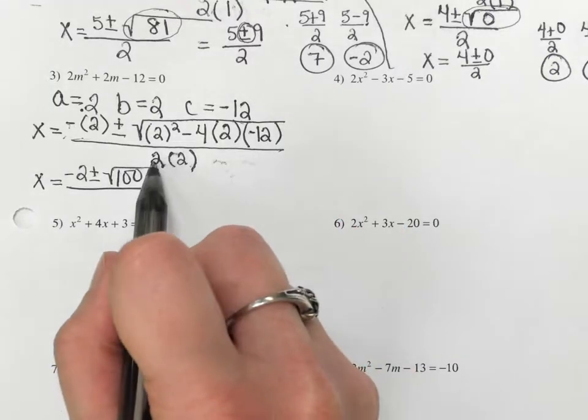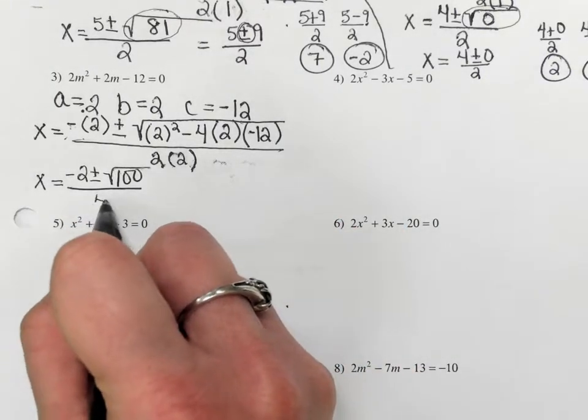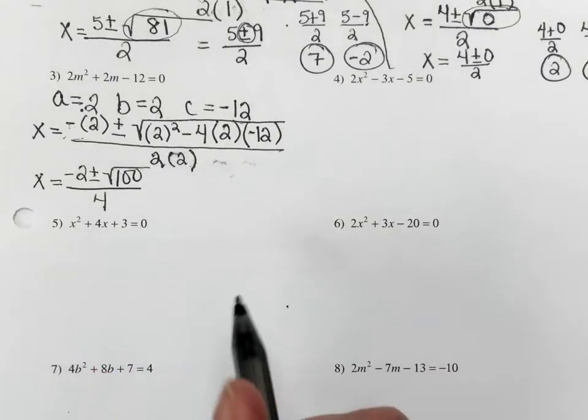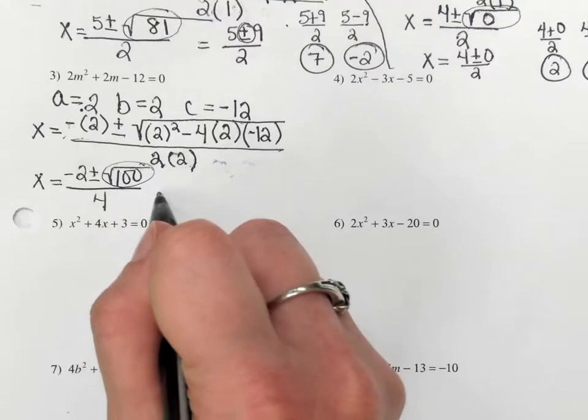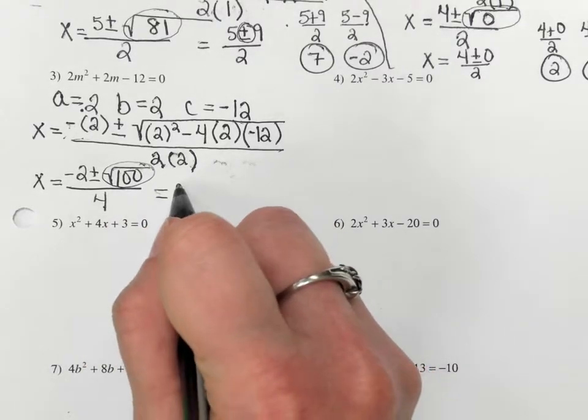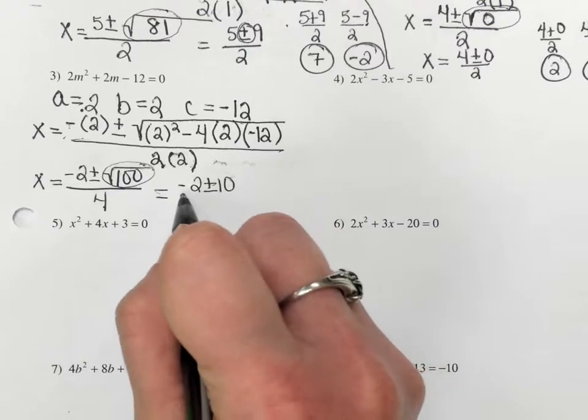All right, what's on the bottom? 2. What's that give me? 4. Very good. All right, what's the square root of 100? Use your calculator. 10. Very good.